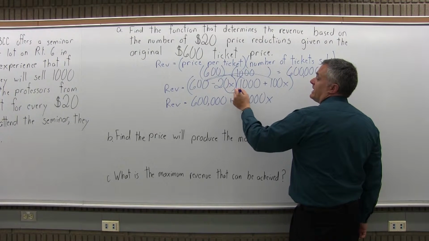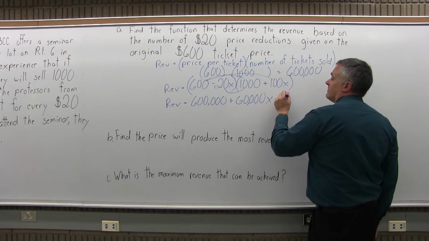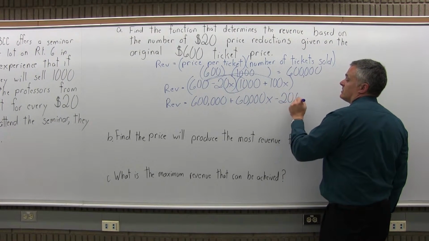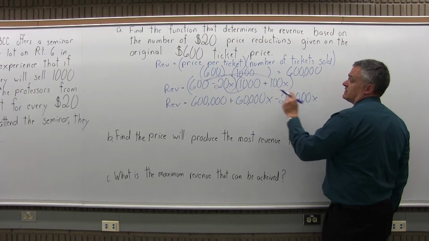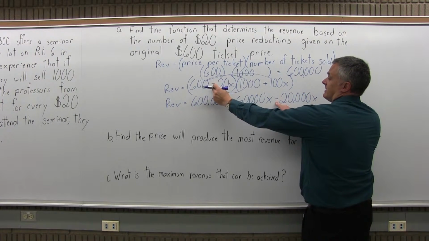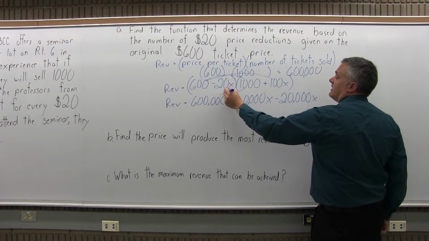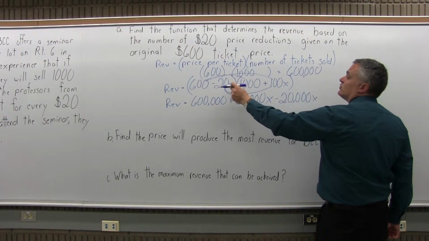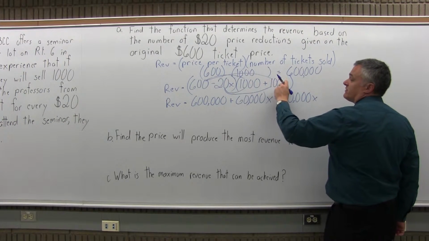Now negative 20x times 1,000 will be negative 20,000x. And 20 times 1,000 is 20,000. That's pretty easy. Don't forget the x. Don't forget that it's negative. And then negative 20x times positive 100x.